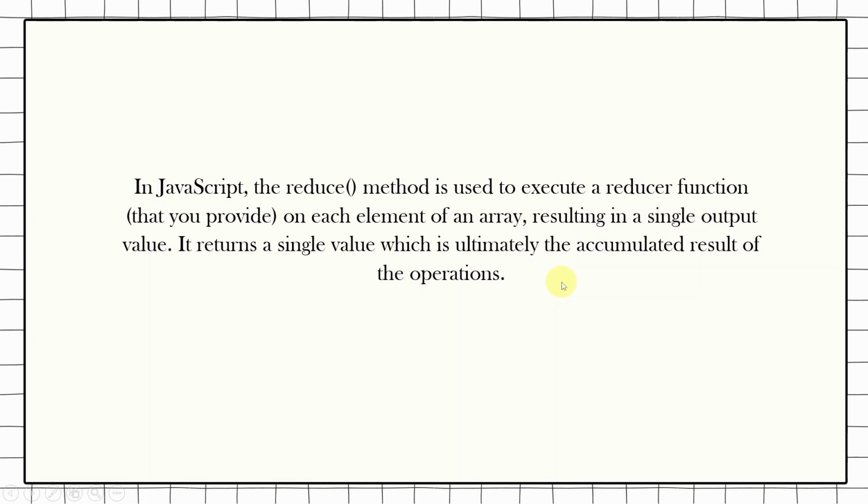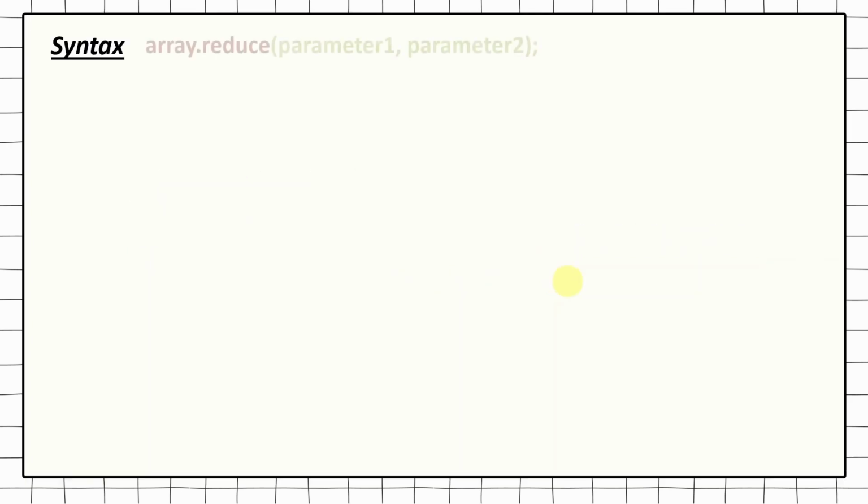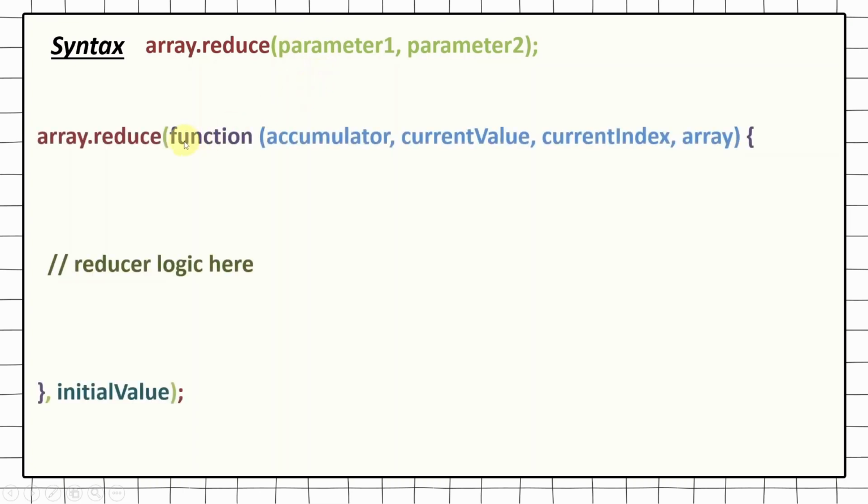If I want to add, I will get the sum as the result. If I want to multiply, I will get the product. For every callback, it takes the array element as the current element, does the operation, and generates one final result. And this is the syntax of the reduce method. We write array dot reduce, and this reduce takes two parameters. This is the complete syntax.